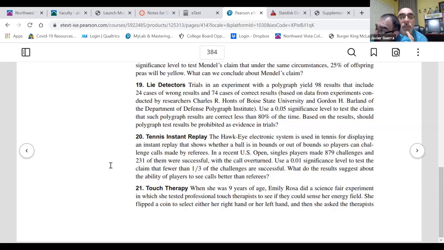let's read the problem first, and then we'll identify the hypothesis statement. Trials in an experiment with a polygraph yield 98 results that included 24 cases of wrong results and 74 cases of correct results. Use a 0.05 significance level to test a claim that such polygraph results are correct less than 80% of the time. All right, ladies. Because I already located the hypothesis statement.